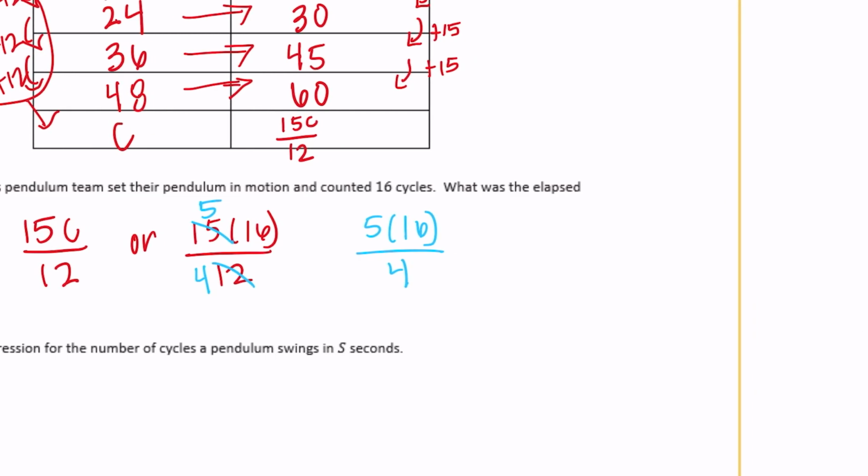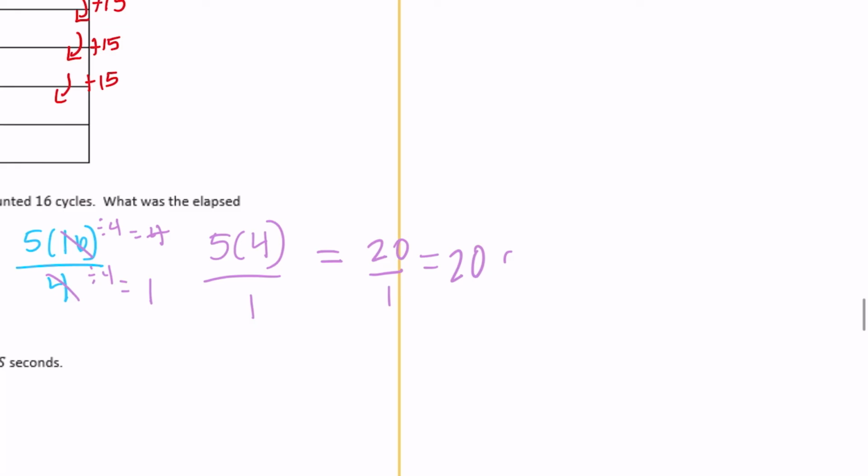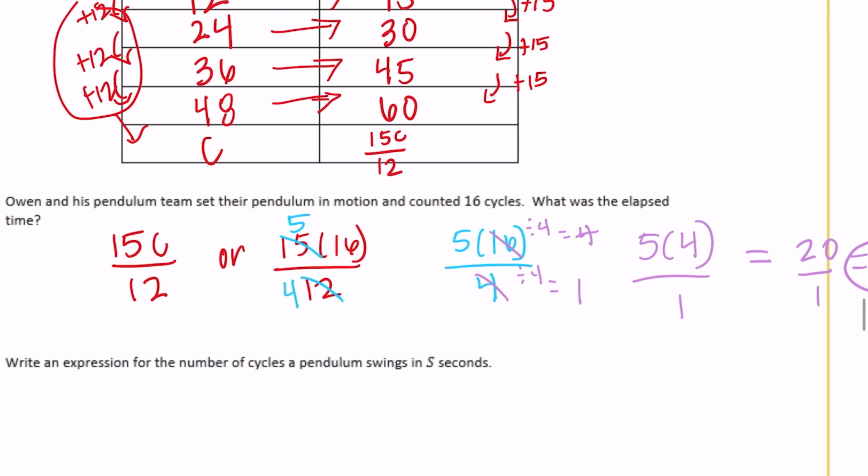So then I could go on and solve 5 times 16 divided by 4. But now I also see that 2 other factors have a common factor. 16 and 4 both have a factor of 4. So if I divide both of those by 4, this turns into 1, and this turns into 4. So now I just have 5 times 4 over 1. And none of these have any more common factors. So it's just 20 over 1, which is equal to 20. So the elapsed time would be 20 seconds. If you're more comfortable just multiplying it all out and then dividing, go ahead and do that.